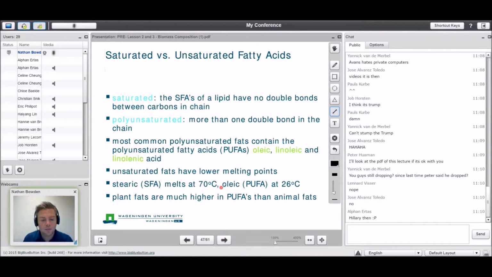We also combine them in between saturated versus unsaturated fatty acids. A saturated fatty acid, probably you've run across this before in looking at what foods to eat. The saturated fatty acid of a lipid has no double bonds between carbons in the chain. They're all single bonds. A polyunsaturated has more than one double bond in the chain. So it's not saturated with hydrogen. If it's completely surrounded by hydrogen, then it's saturated. You can think of it like that.